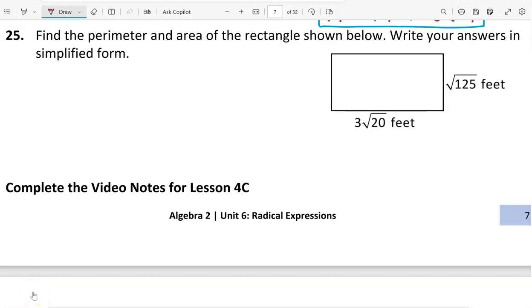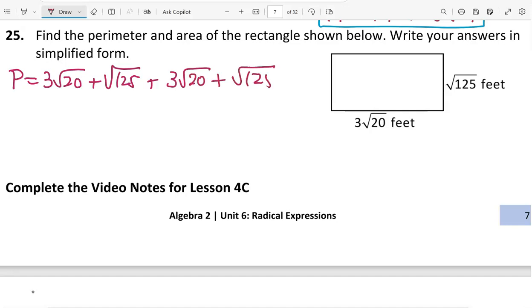In number 25, we're asked to find the perimeter and area of the rectangle shown below and write all of the answers in simplified form. The perimeter is just, in fact, adding together all of the sides of a closed figure. So the perimeter is 3 times the square root of 20 plus the square root of 125 plus 3 times the square root of 20 plus the square root of 125. Not just the sides that are labeled, but all 4 sides of that rectangle. Let's combine our like terms together. That's 6 times the square root of 20 plus 2 times the square root of 125.